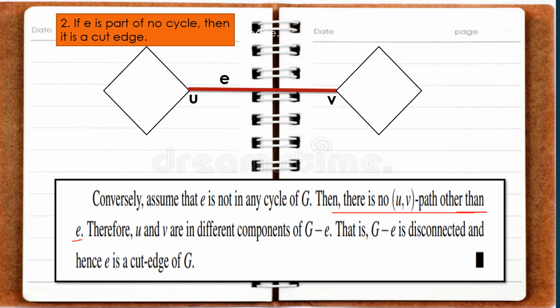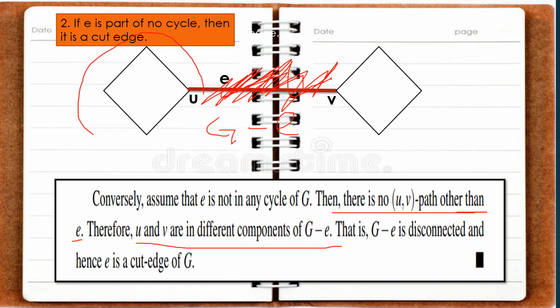Therefore, U and V are in different components of G minus E. So when we remove E, there's no other path, there are no other edges that can connect U to V. Therefore, we can say that U and V are in different components of G minus E. And since U and V are in different components, based on the definition of a disconnected graph, G minus E is a disconnected graph.